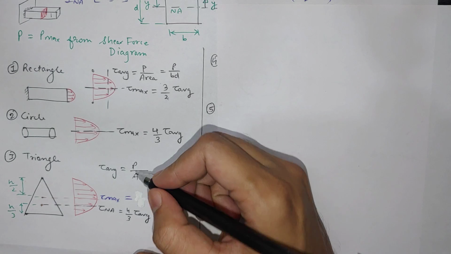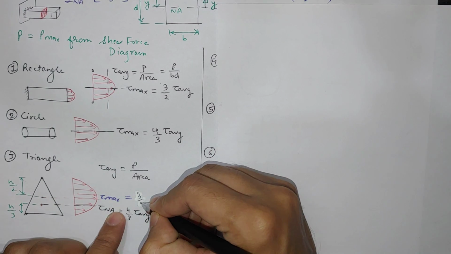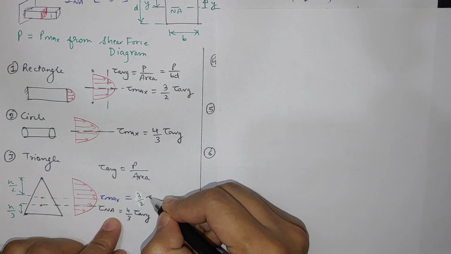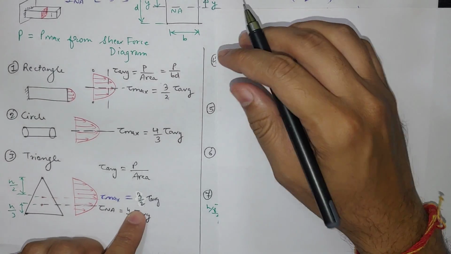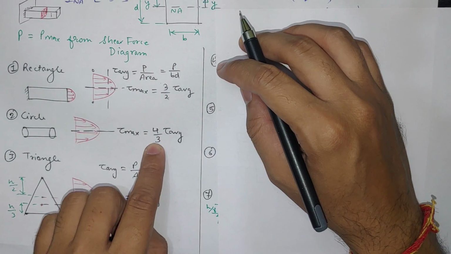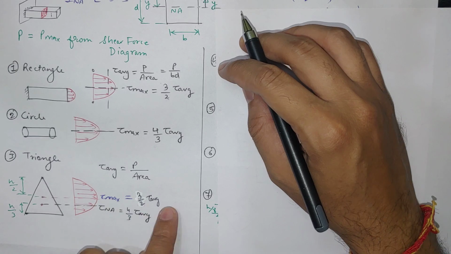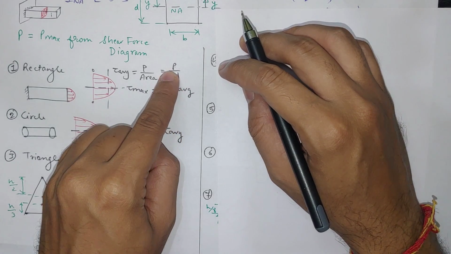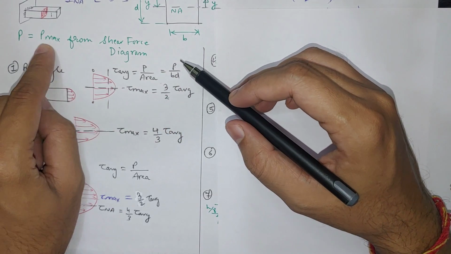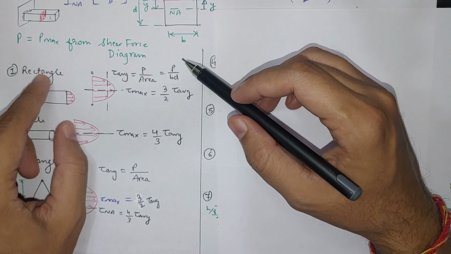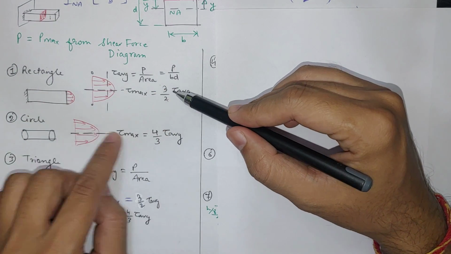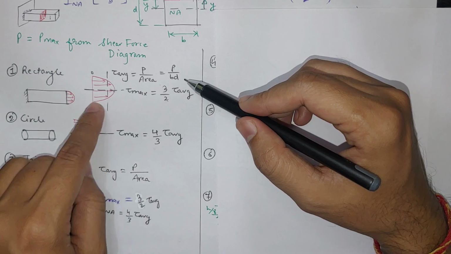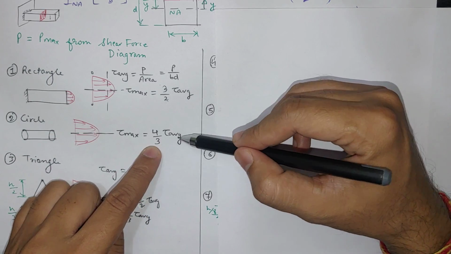Here for triangular, it is 3 by 2 tau average, which means half of the tau average. So all these terms we have in terms of tau average, because tau average is easy to calculate. It is simply the load at that particular cross section divided by the area of the cross section, and then the factor 3 by 2 for rectangular. For circular the variation is the same, so 4 by 3 tau average.